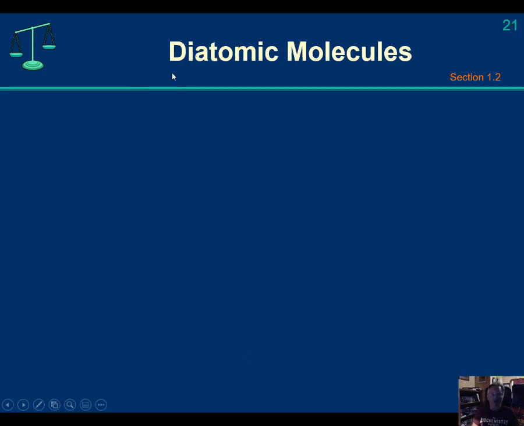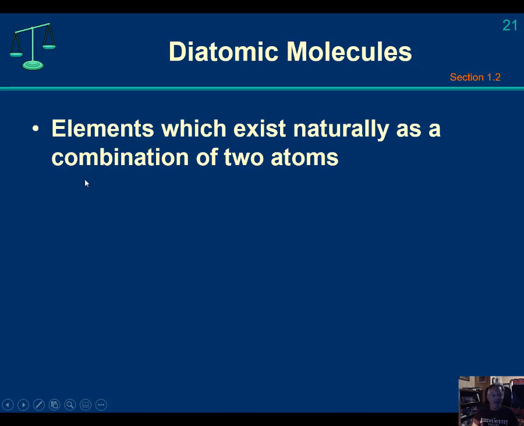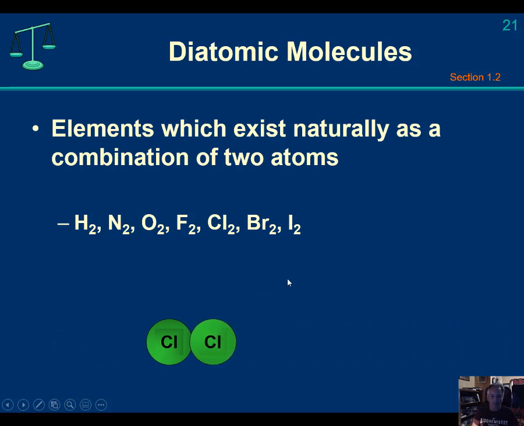Let's talk about the diatomic molecules. These are elements that exist naturally as a combination of two atoms, and here they are. There are 7 of them: hydrogen, nitrogen, oxygen, fluorine, chlorine, bromine, and iodine. They're easy to recognize on the periodic table. Let's take a look at what it means for an element to exist as a diatomic molecule.